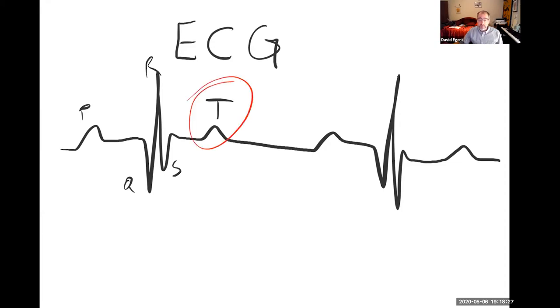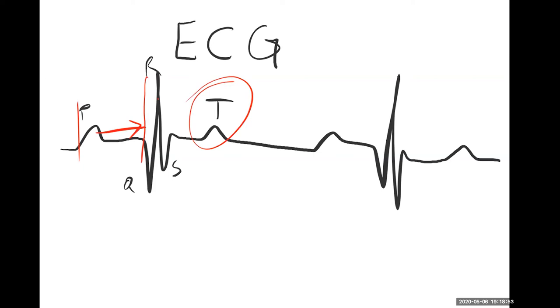What is the T wave? Ventricular repolarization. Totally, it's ventricular repolarization. P was atrial depolarization, then QRS. So we measured this distance too. What's the significance of this PR interval? The time that the electrical signal travels from the SA node to the AV node. Exactly. So it's that nodal delay between the SA node and the AV node.